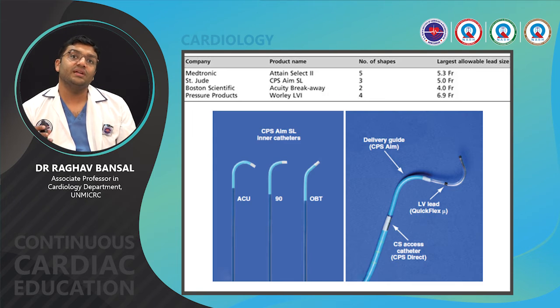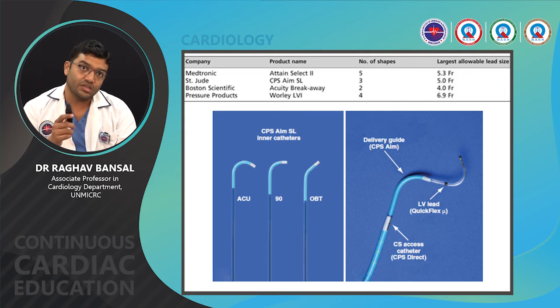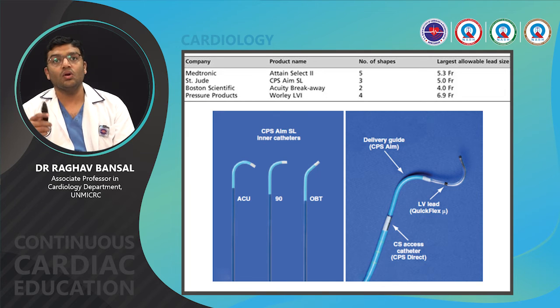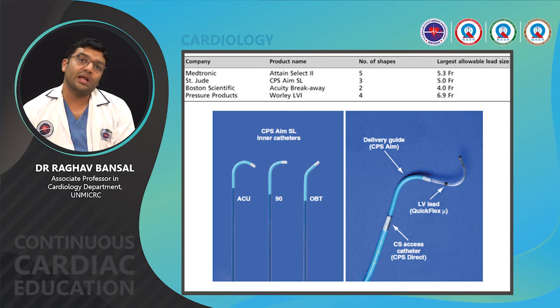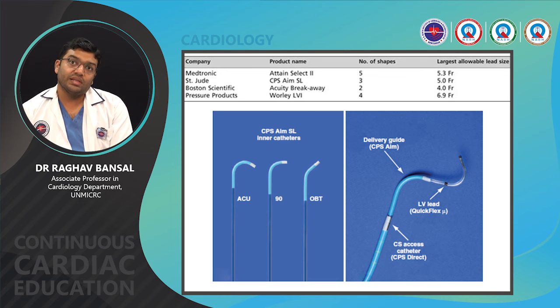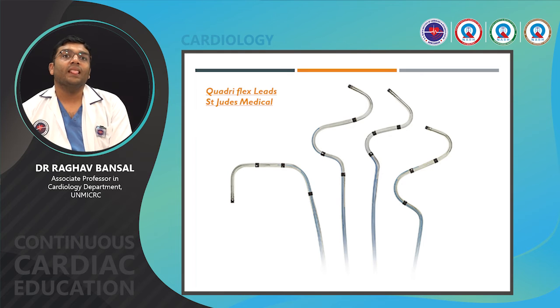This is one of the inner catheter shapes we have available from the Abbott company. These are CPS AIM catheters. They are available in 3 shapes: an acute bend, a 90-degree bend, and an obtuse bend. According to the shape of your anatomy, you can choose one catheter and then go inside and have more support to implant an LV lead. And these are the quadripolar LV leads. So that's what I was talking about.